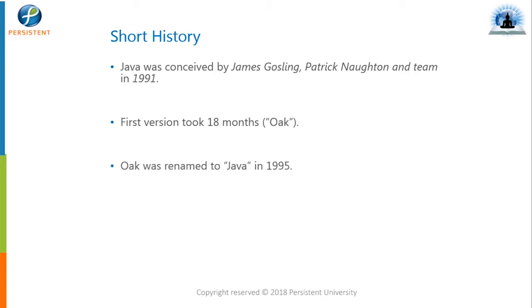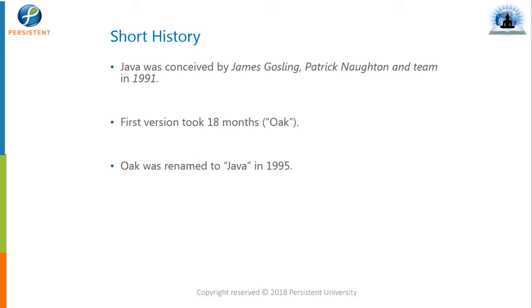But later on, when they wanted to register it, to make it ISO registered and licensed, it is open source, yes, but when they wanted to register it, they came to know that the name Oak had already been given to some other programming language. So they needed to rename it, and they named it Java in 1995. Officially, Java was given the name Java in 1995.